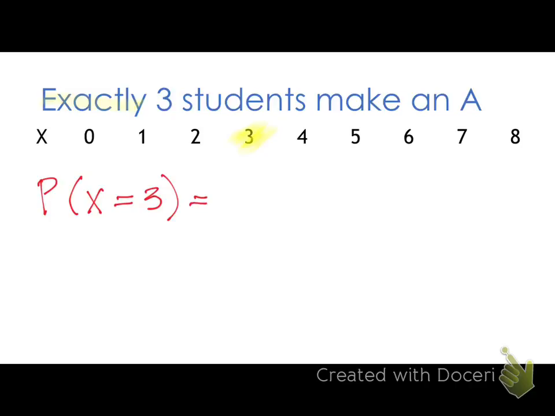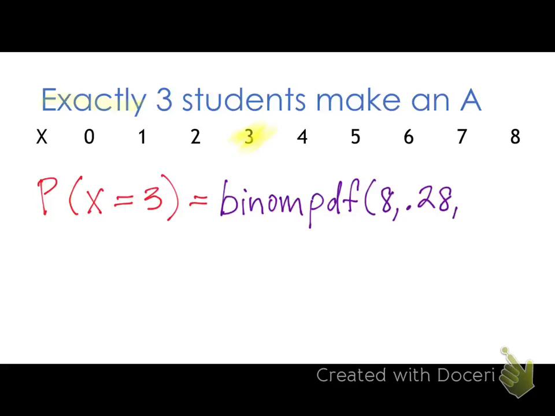And then with that, you will write out what you type in the calculator. This would be a binomial PDF. You'll have your number of trials, so we have 8. Probability of success, and then the last number is going to be your x value, which in this case is 3. And then you will get an answer when you type that into your calculator.